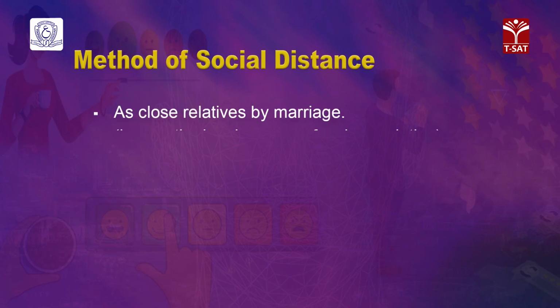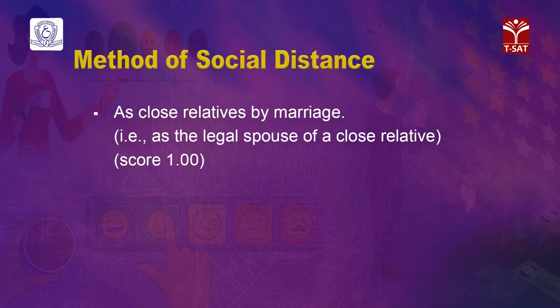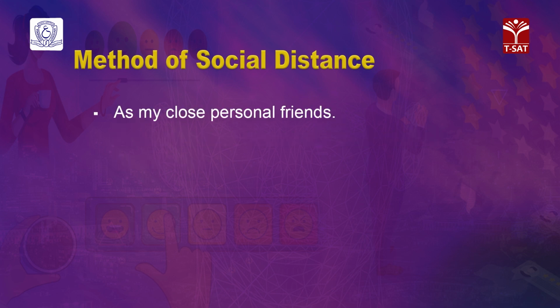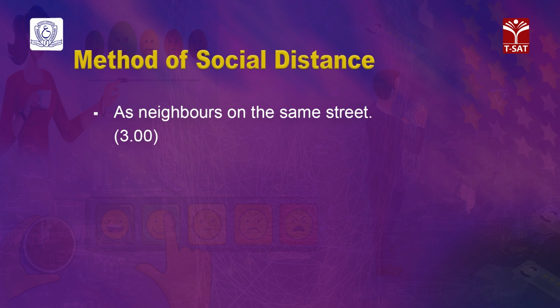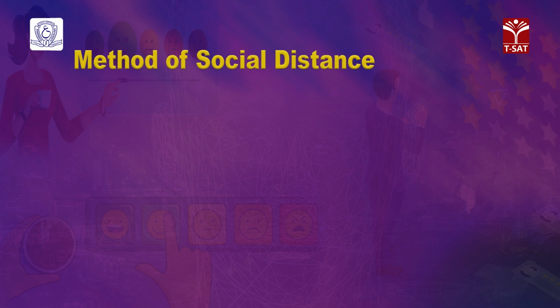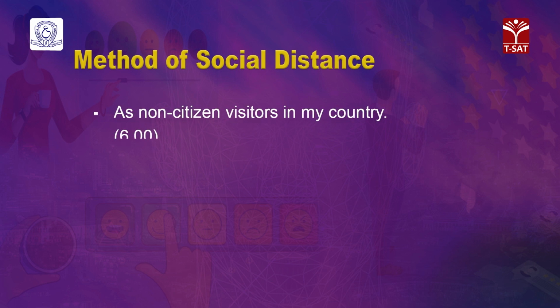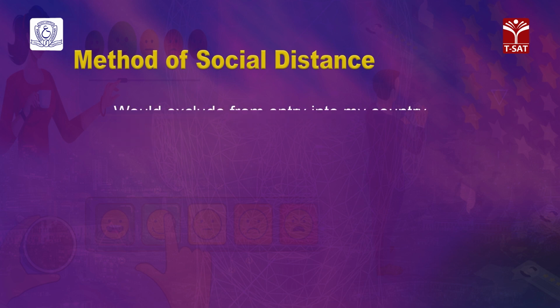As close relatives by marriage, that is as the legal spouse of a close relative, score will be 1. As my close personal friends, score will be 2. As neighbors on the same street, score is 3. As co-workers in the same occupation, score is 4. As citizens in my country, score is 5. As non-citizen visitors in my country, score is 6. Would exclude from entry into my country, 7. So, larger the distance, greater the score over here.